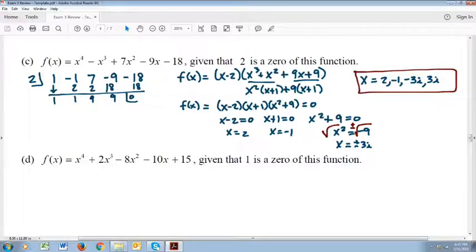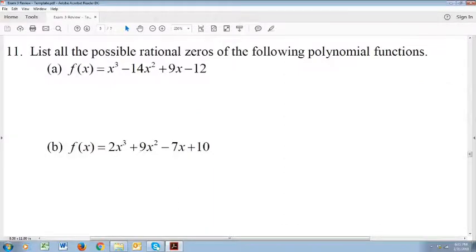And letter D is going to work very similar. I do believe that on that, no, actually it's very similar. Let's go ahead and move on. On number 11, we're actually just listing all the possible rational zeros. So we're just, I call it finding our P's and Q's. So I'm going to do part B.